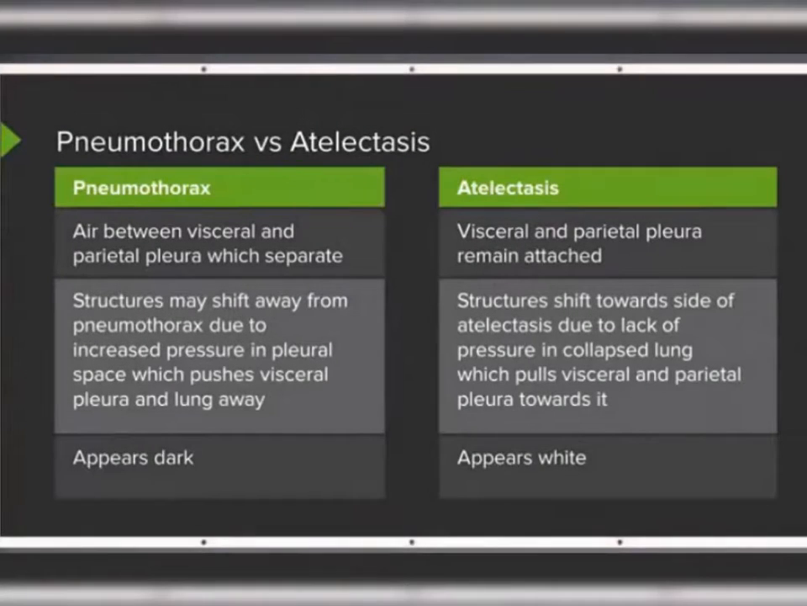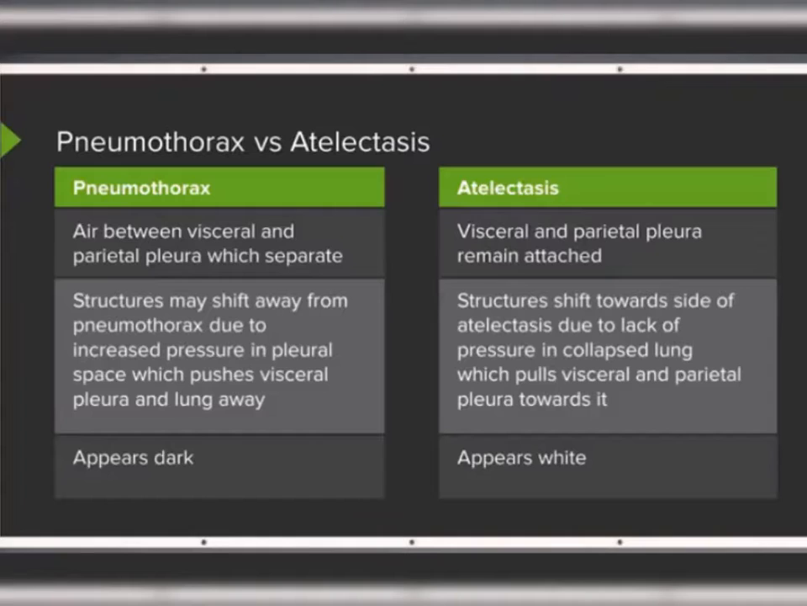A pneumothorax appears dark, and you see that thin visceral line that we discussed. In atelectasis, the area actually appears white. So they appear very different, and they have a different pathological basis, but they can be confusing because they're both called lung collapse.